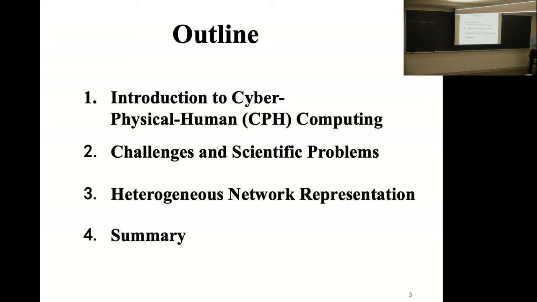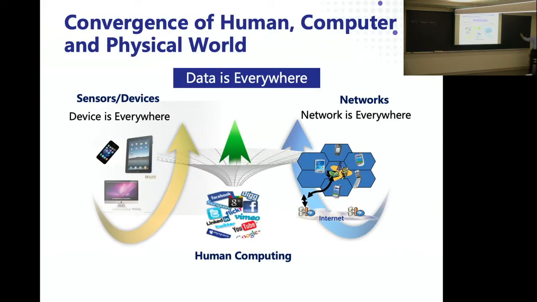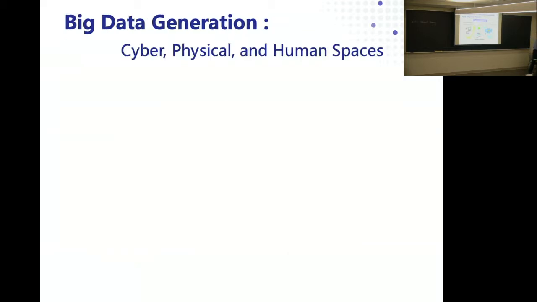with CPH computing, what the scientific problems are and what problems we are addressing now. Specifically, I will only talk about one problem, which is how to do heterogeneous network representation, as an example. It's only 15 minutes. Data is everywhere, so I'm going to use these slides.